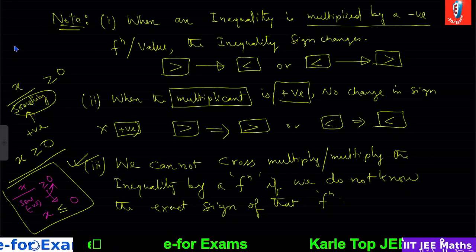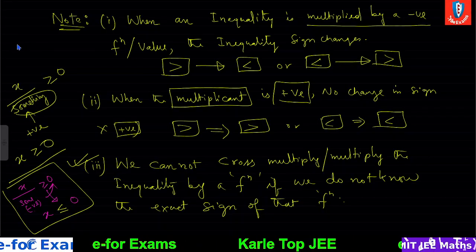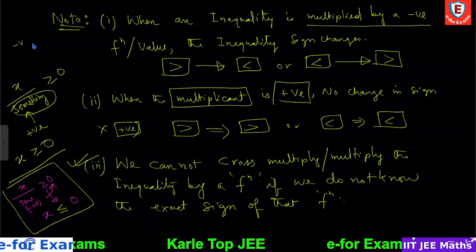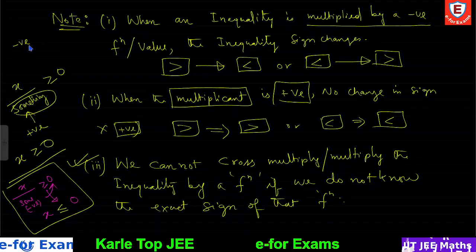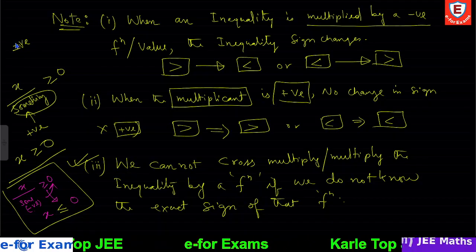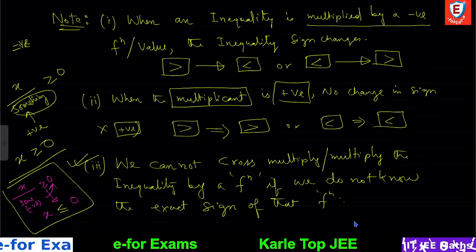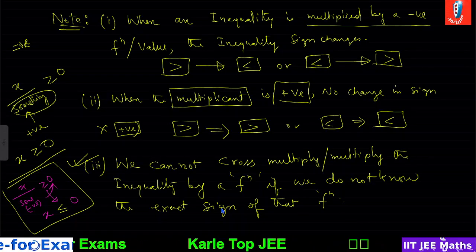For inequality, if we multiply by negative value, if we multiply by negative value, system is stuck here.